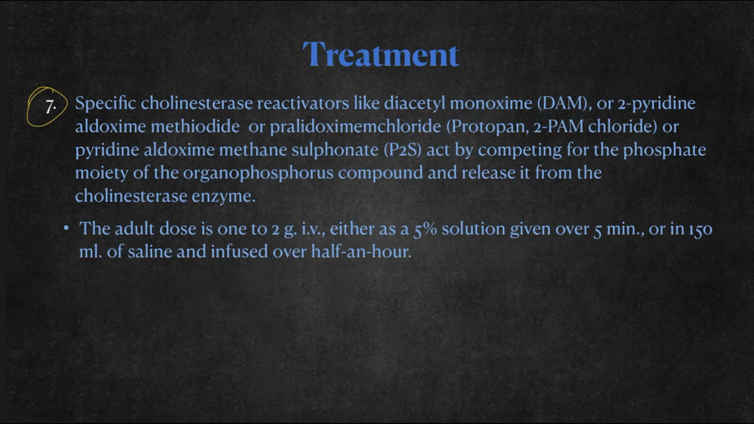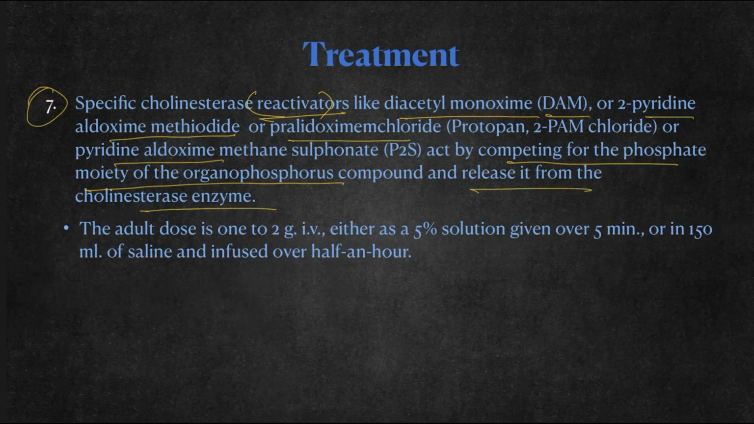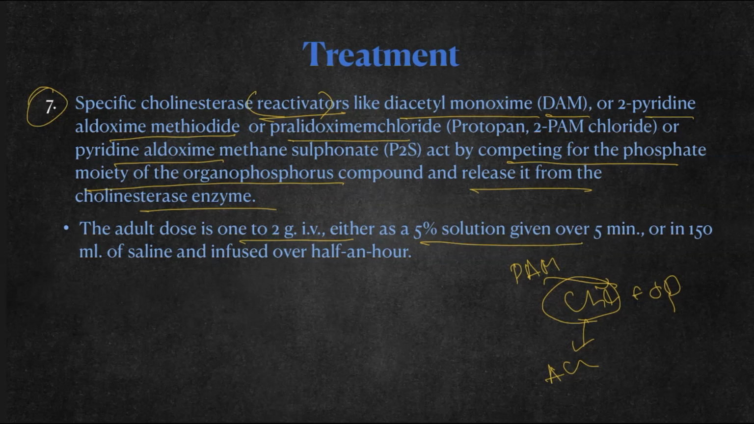After atropine, specific cholinesterase reactivators are introduced. This includes diacetylmonoxime, also known as DAM, pralidoxime chloride or pyridine aldoxime methane sulfate, which act by complexing with the phosphate moiety of the organophosphorus compound and releasing it from the enzyme. So the cholinesterase enzyme has the organophosphorus compound adhered to it. Pralidoxime chloride acts on that and reactivates the cholinesterase enzyme to remove the acetylcholine and hydrolyze acetylcholine. The adult dose is 1 to 2 grams IV, either as a 5% solution given over 5 minutes or in 150 ml of saline and infused over half to 1 hour.